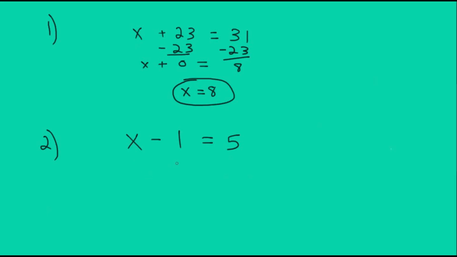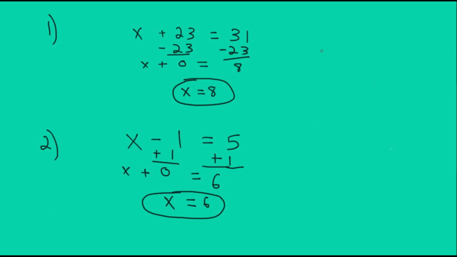But what if we're given a subtraction sign? Well, we do the same thing, except we're going to do the opposite of subtraction, and the opposite of subtraction is addition. So we're going to add this one so that now we have x plus 0. We're going to add this one also to this side because we have to do the same thing on both sides. So now we have 5 plus 1, which is 6. So now our x is going to be equal to 6.